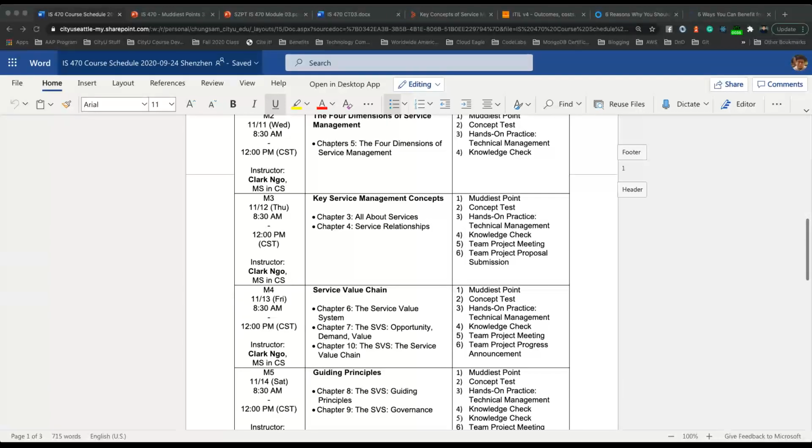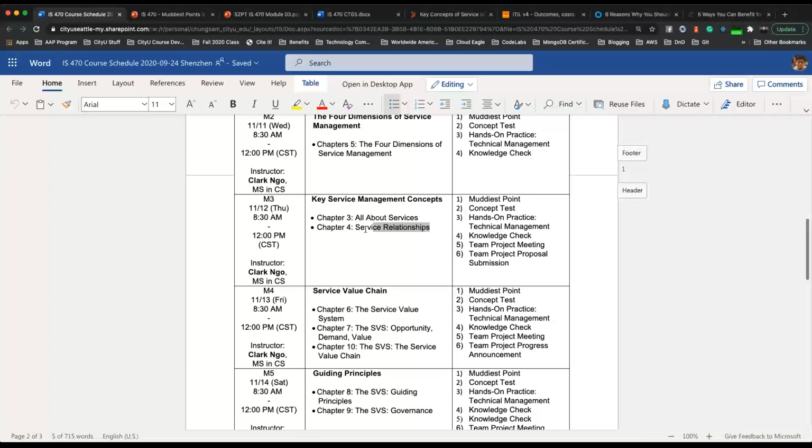So welcome to Module 3, Lesson 3. We'll be talking about Chapter 3, all about services, and Chapter 4, service relationships. Okay, also, I should be receiving your team project proposal submission by today as well, right? So it could give me a general idea where the team project is headed for each team. Again, the team members are the same from previous class.